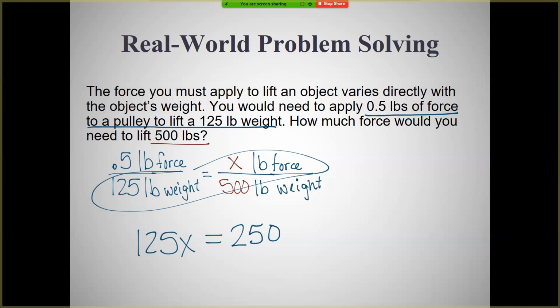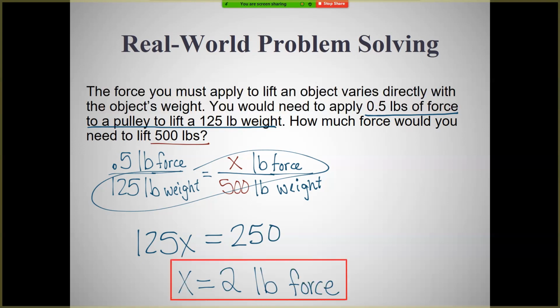I'm going to divide both sides by 125 to get x equals 2. Remember that 2 represents the pounds of force that are required. So it would take 2 pounds of force to a pulley to lift 500 pounds.